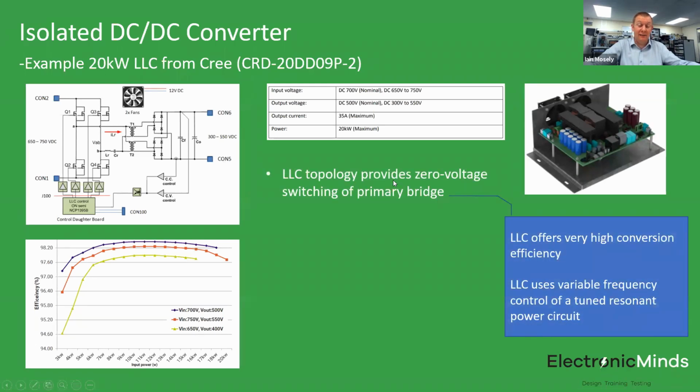The good thing about an LLC topology is it provides 0 voltage switching on the primary bridge devices. So these 4 devices on the primary form a bridge circuit. And this particular topology makes sure that they only turn on when they've got 0 voltage across them, which gives you very high operating efficiency in that particular system.